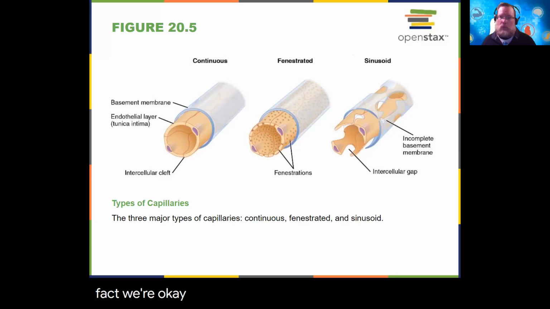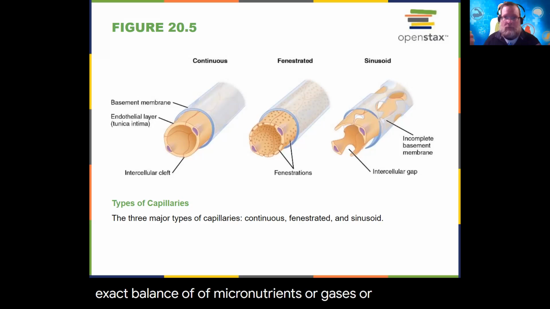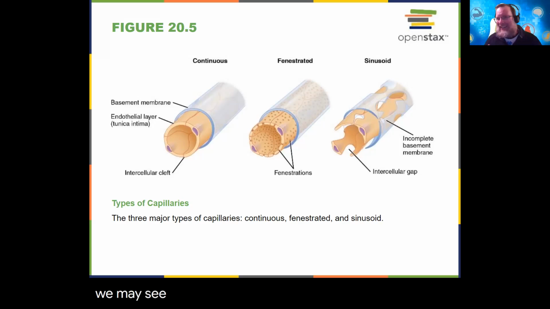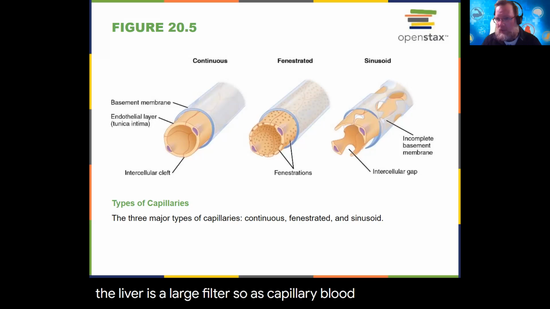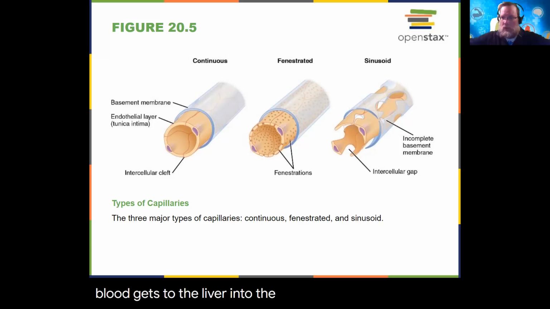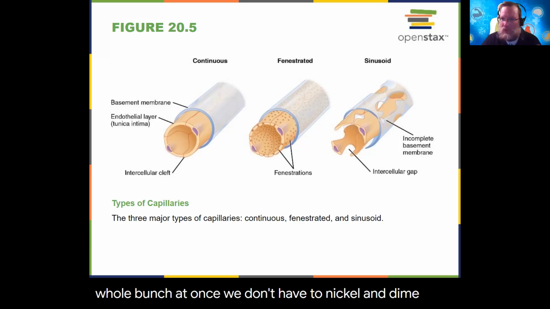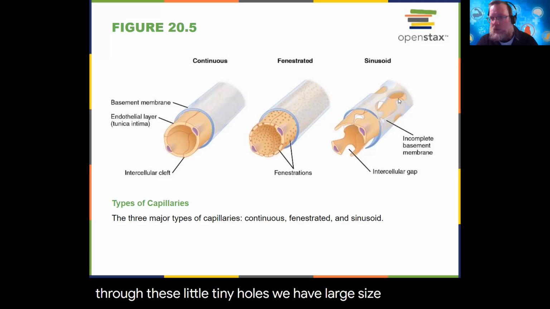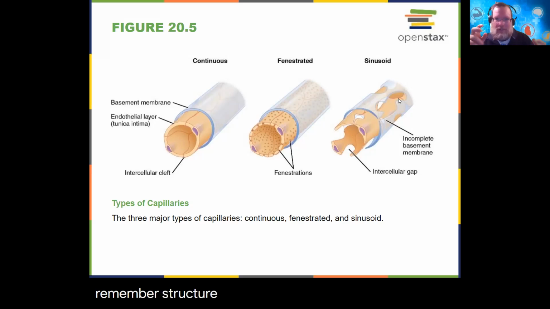In fact, we're okay with not necessarily worrying about the exact balance of micronutrients or gases or whatever. So we may see sinusoids in the liver, for instance, where the liver is a large filter. As blood gets to the liver into the capillaries, we can drop off a whole bunch at once. We don't have to nickel and dime it through these little tiny holes. We have large sinusoids. So remember, structure fits function.